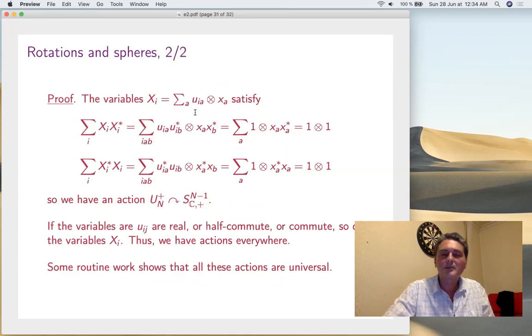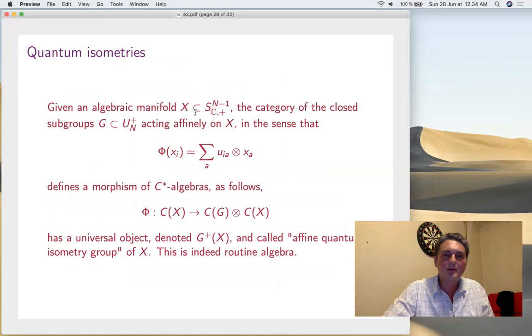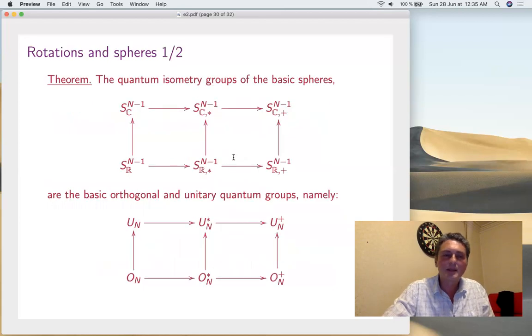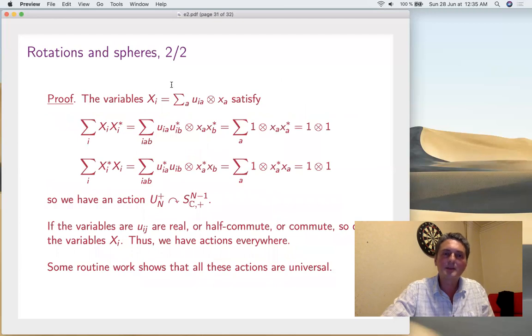For this, we must construct a coaction map. Let's go back to the coaction. So we must map each coordinate to these guys here. So finally, we want to prove that these guys here satisfy the relations for the coordinates of the free sphere. So sum of a, u_ia, x_a. Same thing. Let's call it capital X_i.